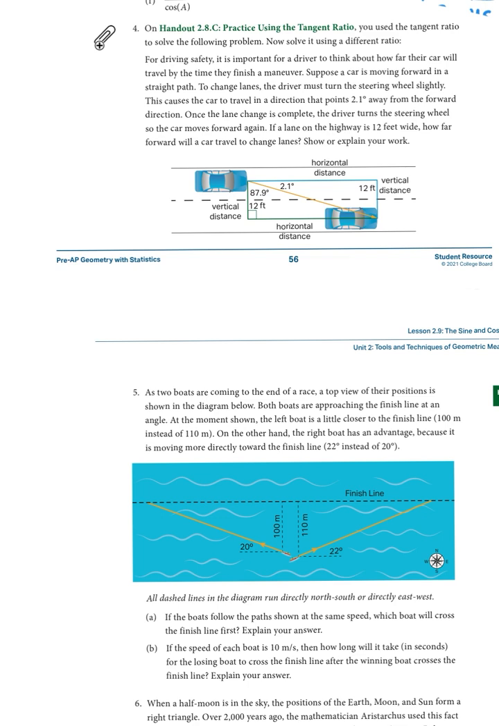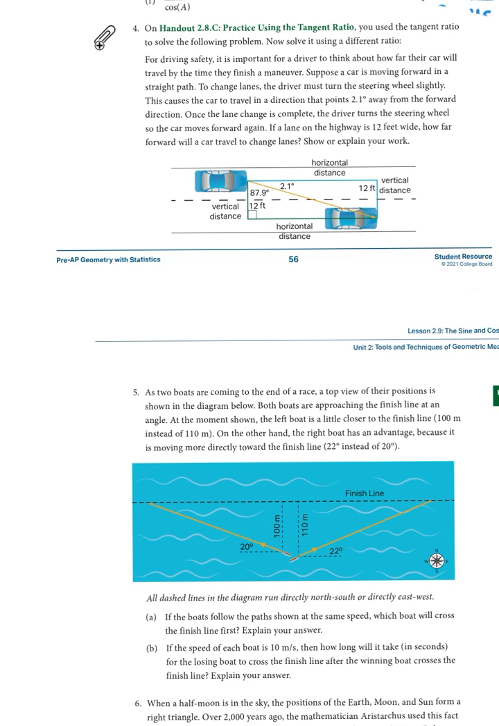So, let's hurry. On the handout, you used the tangent ratio to solve the following problem. Now solve it using a different ratio. For driving safety, it is important for a driver to think about how far their car will travel by the time they finish with a maneuver.